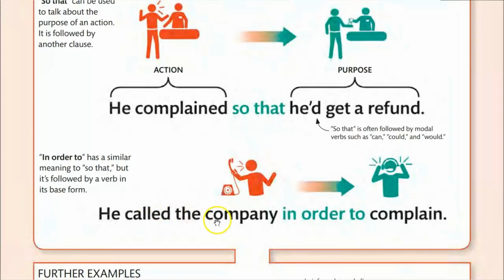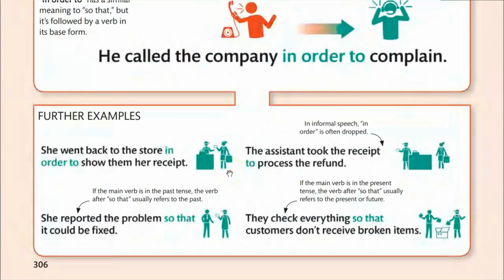He called the company in order to complain. You do not say he called the company in order to complained. No, you don't say that. Let's take a look at further examples. She went back to the store in order to show, not in order to showed, in order to show them her receipt. But you say the assistant took the receipt to process the refund.